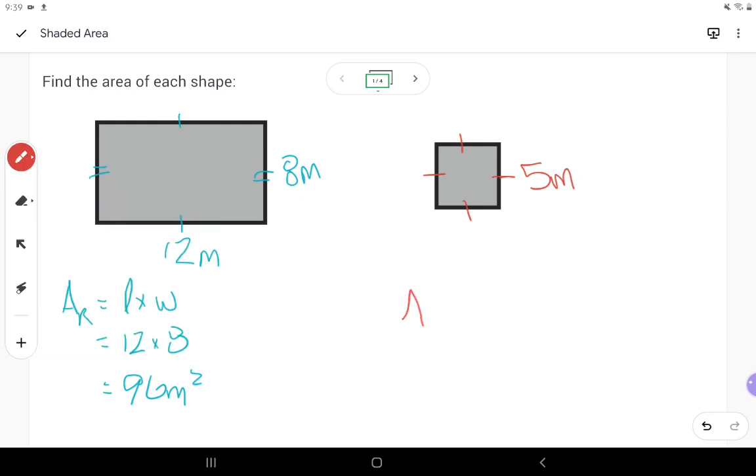Over here we've got the area of a square. The area of a square, remember, is our side length squared, and so that is 5 squared, and that really means 5 times 5. You notice I really could have also used length times width and said the length is 5 and the width is 5. So squares could follow the same formula as the rectangles, and this gives me 25 meters squared.